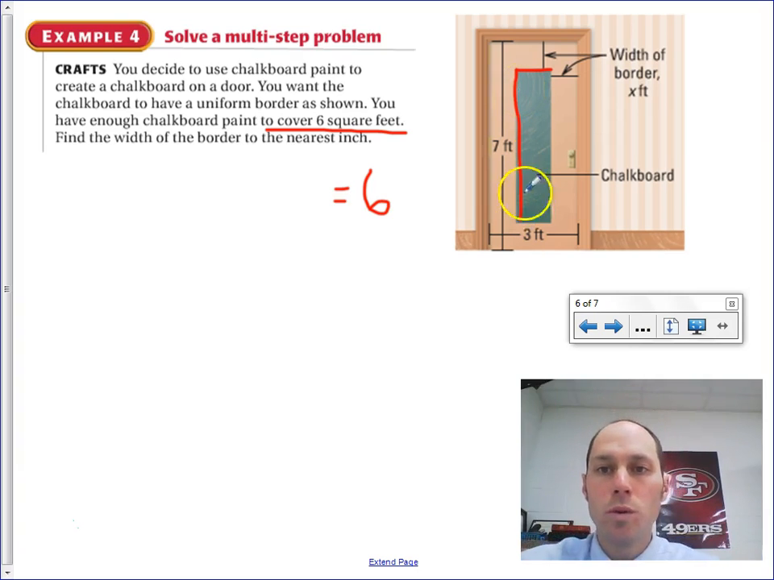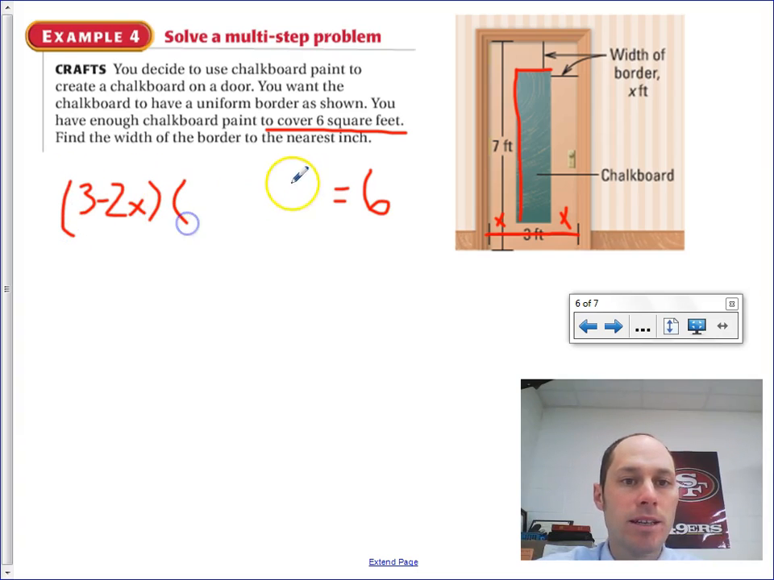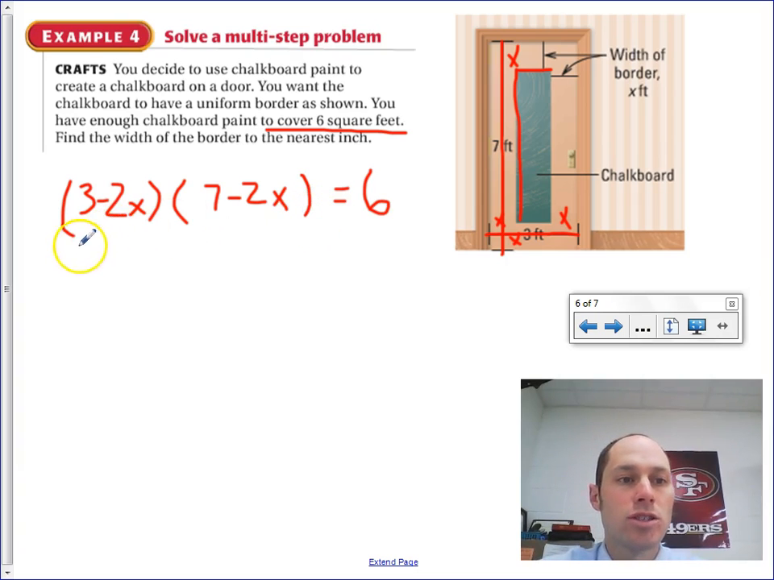So if I know the total width of 3, and I know each side has x on it, if I take this whole width of 3 and subtract off 2 x's, that'll give me my width. I'm going to multiply that by the height. I know the total height is 7. And once again, I have an x on the top and x on the bottom to create a uniform border. So 7 minus 2x. Okay, and that's going to create an equation: length times width will equal a total of 6.